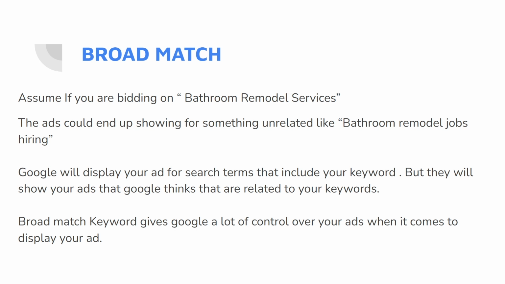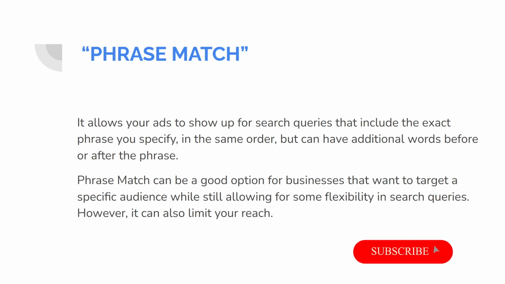This way you can have control over your ads, and you also have the chance to explore a little bit more keyword ideas. Moving on to phrase match, as the name suggests, it should be on the same phrase, right? So it allows your ad to show up for search queries that include the exact phrase you specify in the same order, but can have additional words before or after the phrase.